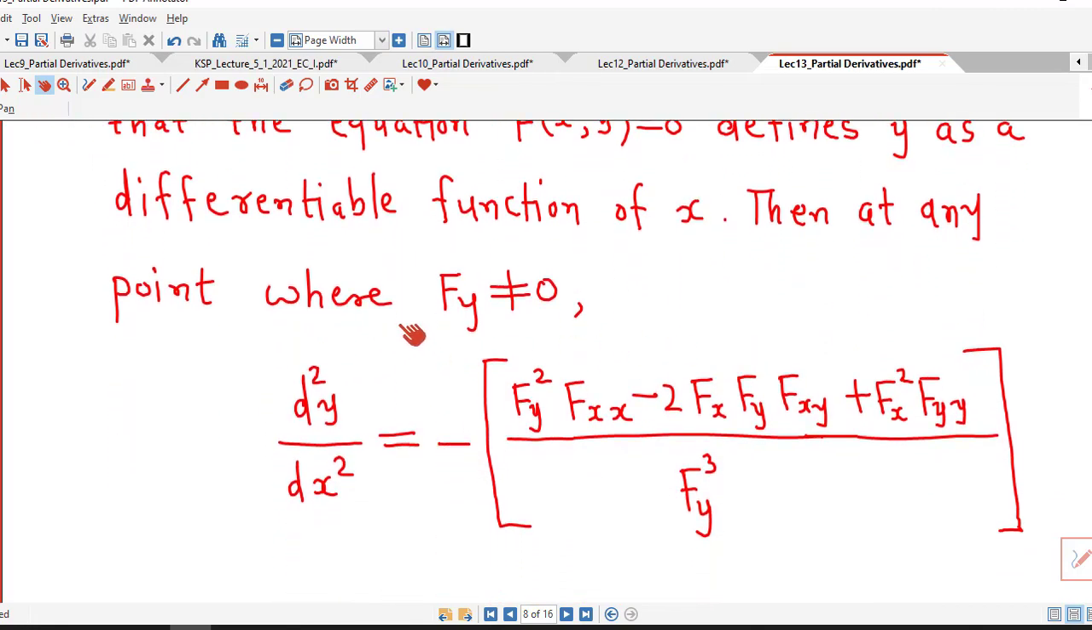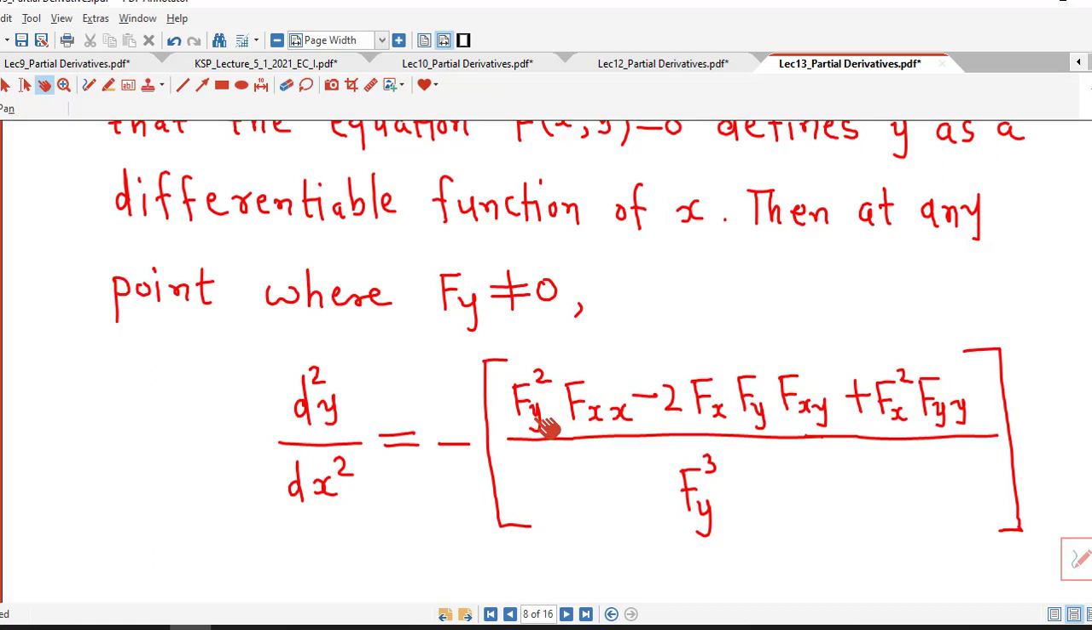Then at any point where this del f by del y is non-zero, the second order derivative of y with respect to x is given by this formula. So here we have a negative sign. In the denominator we are taking the cube of the partial derivative of capital F with respect to y. In the first term we are taking the square of del f by del y, and in the multiplication we are writing the second order partial derivative of capital F with respect to x, and the last term is written by replacing y by x and x by y in the first term.